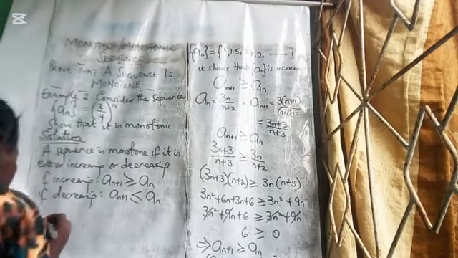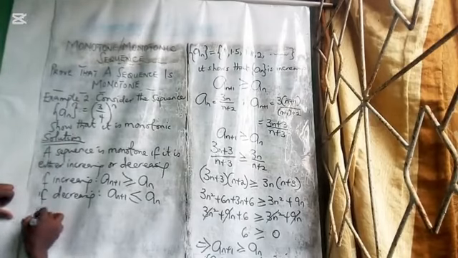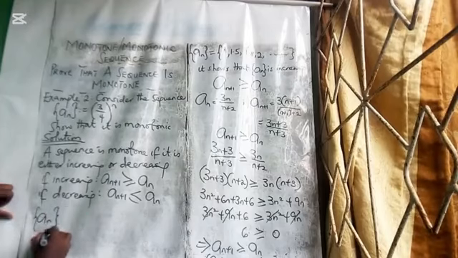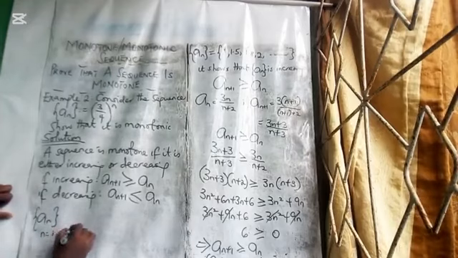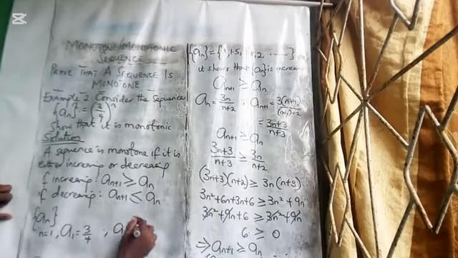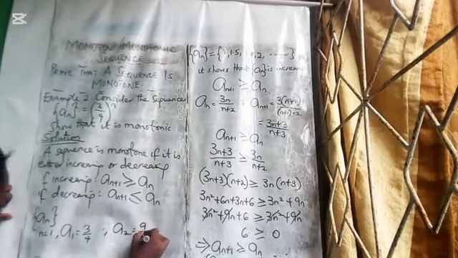Now let's consider the terms of our sequence, so we can have an idea of whether the sequence a sub n defined as 3/4 to the power n is increasing or decreasing. Considering the terms of the sequence, when n is equal to 1, a1 will be 3/4. A2 will be 9/16.